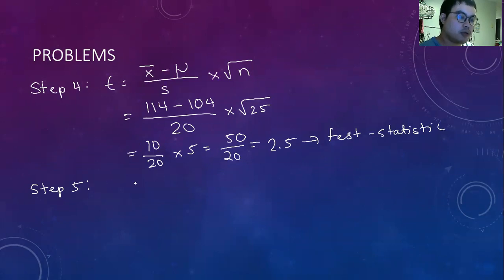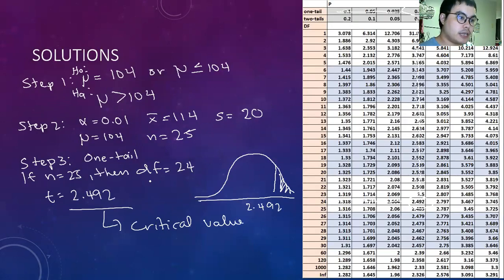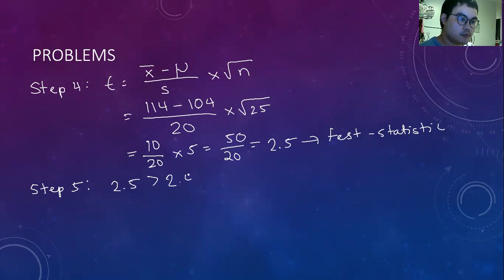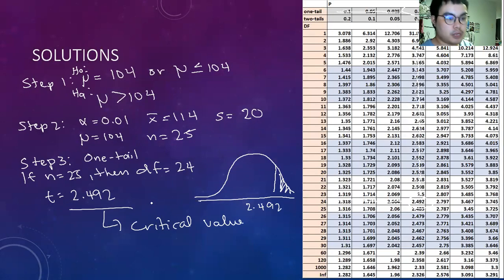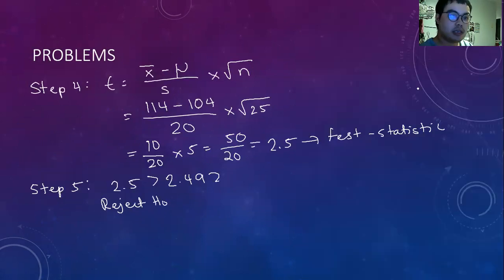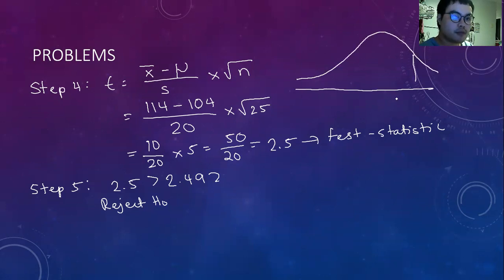Okay, so what we are going to do is compare. Since 2.5 is greater than 2.492, we can say that we're going to reject the null hypothesis. Why are we going to reject the null hypothesis? Because this satisfies the alternative hypothesis. In addition, this is the normal curve. Since 2.5 is in this region, we can tell that we're in the rejection region.